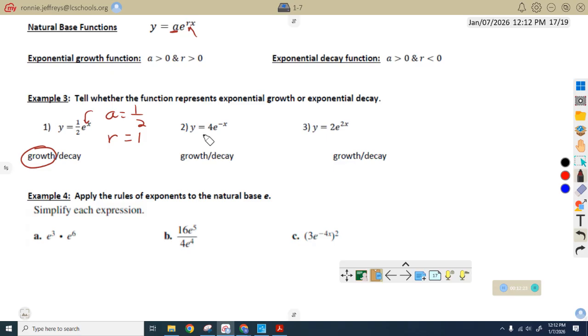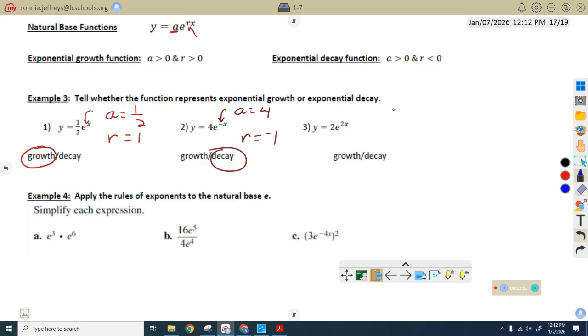Number 2. Our A is 4. Our R: what number is in front of X if it says negative X? Negative 1. Awesome. So because this R is negative, guess what? Both positive, it's growth. One negative, decay.